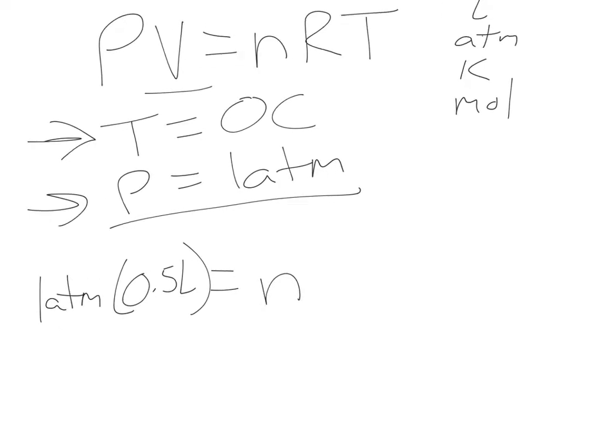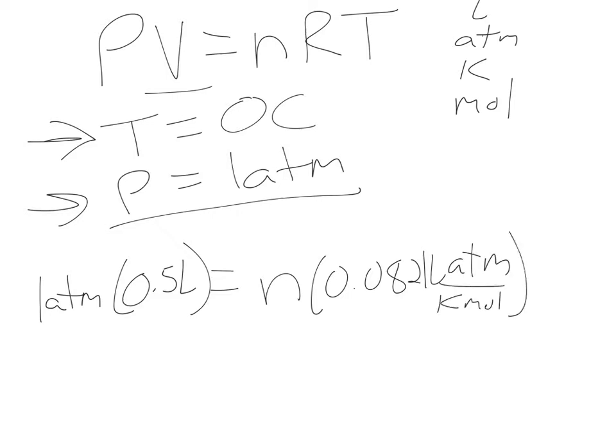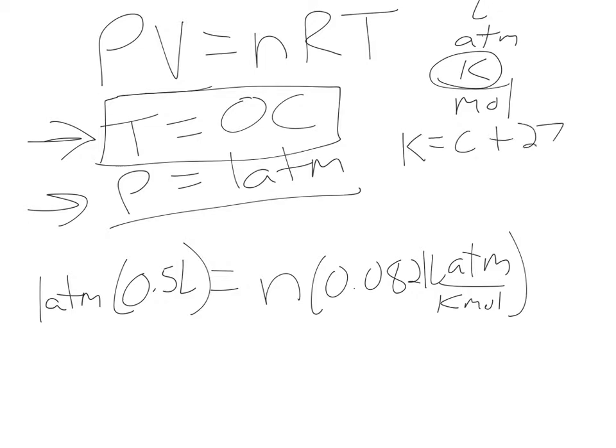Okay, on the right, N is there. R, I already knew. R is always the same number, 0.0821 liter atmospheres over Kelvin moles. And then I just need my temperature. My temperature was here. It's 0 Celsius. But that's a problem because it's in Celsius, not in Kelvin. So remember our Kelvin to Celsius. Kelvin equals Celsius plus 273. Well, 0 plus 273, that's really easy. That's 273 Kelvin. And I can put that here, 273 Kelvin.